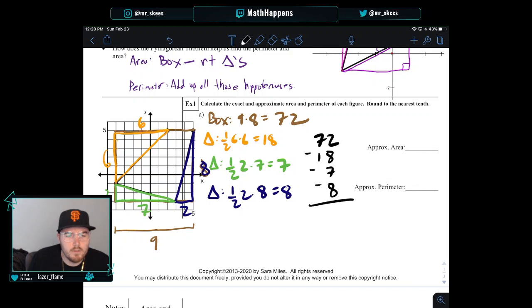Do I have all my dimensions right? Yeah, okay. So it leaves us with 72 minus 18 minus 7 minus 8 is 39. We don't have any units, so we'll call it units squared.